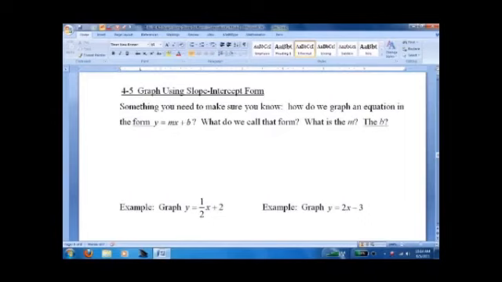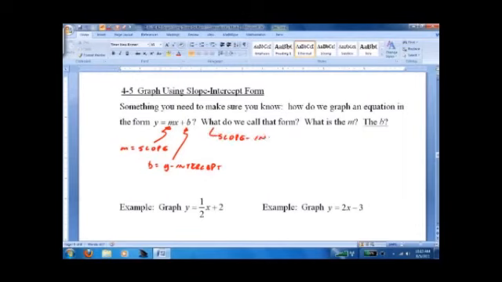So, first things first. How do we graph an equation y equals mx plus b? Well, what do we call the m? That's called the slope. M equals slope. And as we've discussed before, while the m for slope, nobody really knows. A lot of guesses about that, but nobody's sure. B is the y-intercept. We'll show you how all this works when you're graphing. And we call this form slope-intercept form.